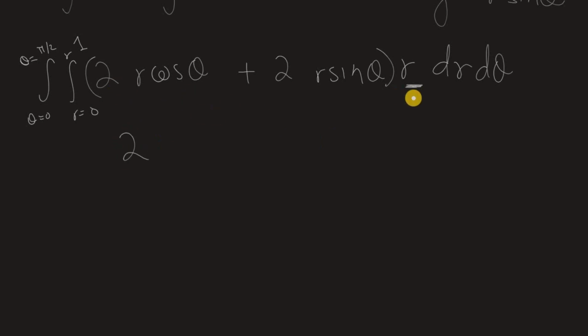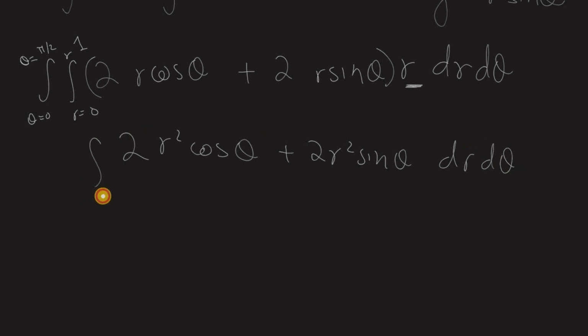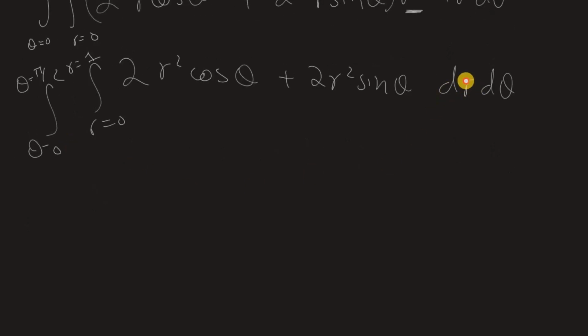Okay, so now let's go ahead and multiply with this r. So we have r squared cosine theta plus 2r squared sine theta dr d theta, from r equals 0 to 1, and theta equals 0 to theta equals pi over 2. So next, let's solve it in terms of r first. Okay, so we're only integrating with respect to r.